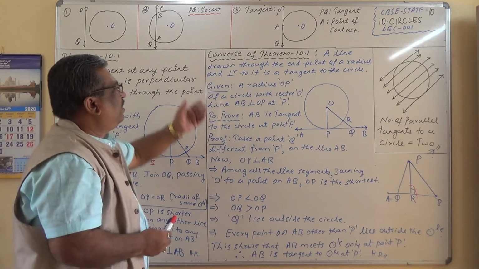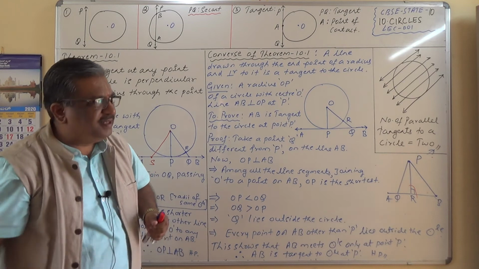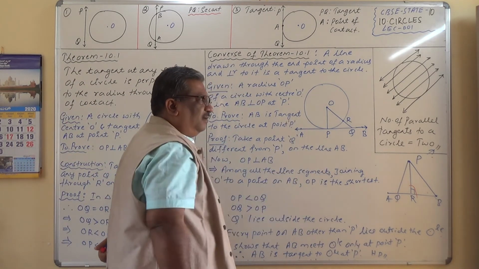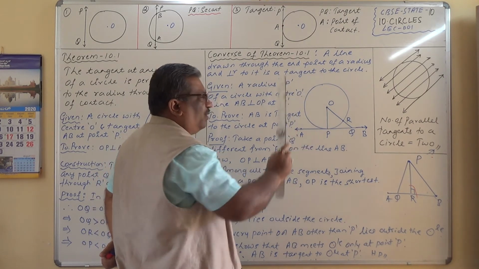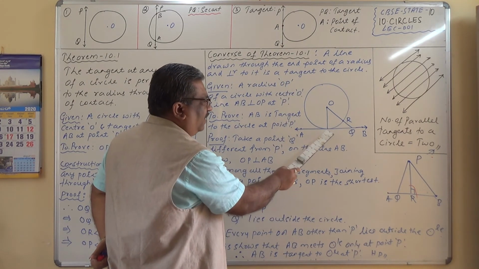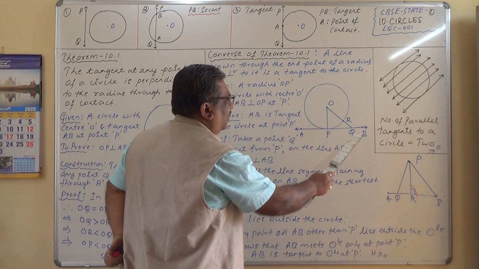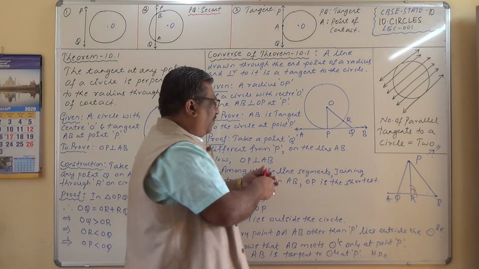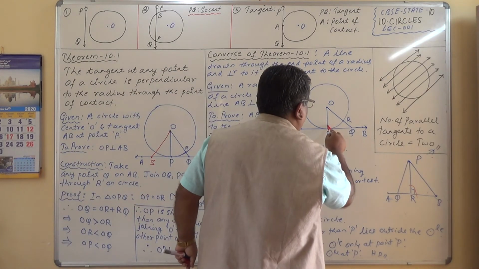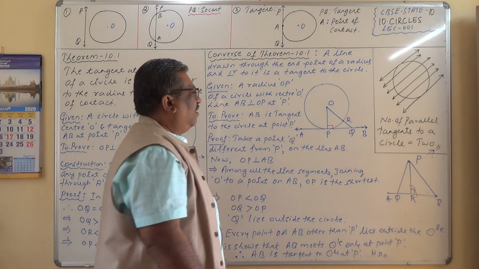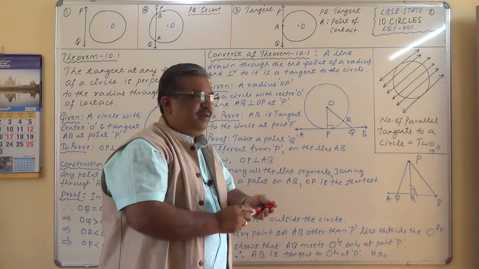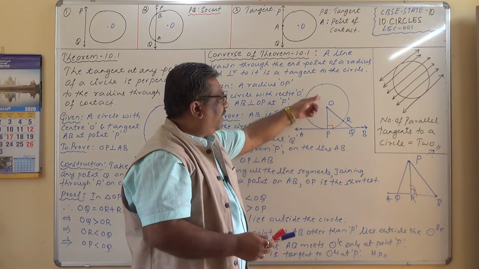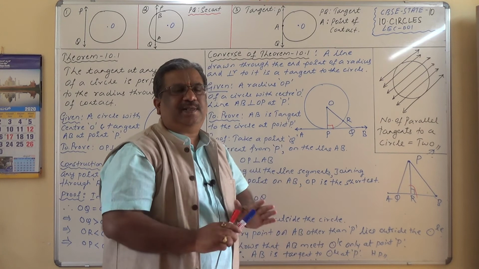Next point. Converse theorem. What is the converse here? Listen please. There is a circle given and one radius we have drawn. At the end of the radius one more line is drawn that is perpendicular to OP, and therefore the given information here is that this is already perpendicular. Do you understand? So AB is a line which is perpendicular to the radius OP. That much information is given to you.